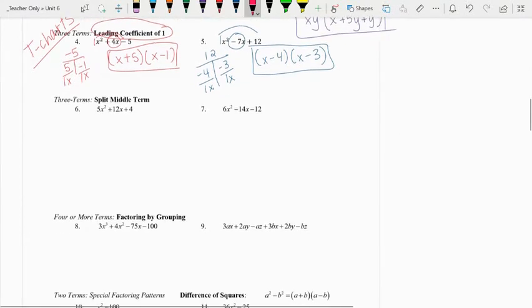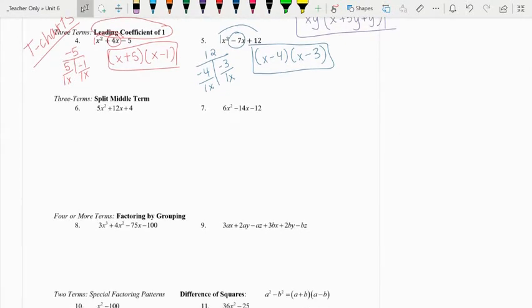The next one is 3 terms, leading coefficient of more than 1. Okay, you do not have to do split middle term. You can, okay, but this is a t-chart as well. So on number 6, first times last gives me 5 times 4, which is 20. And you need to multiply to 20, add to 12. And that would end up being 10 and 2.